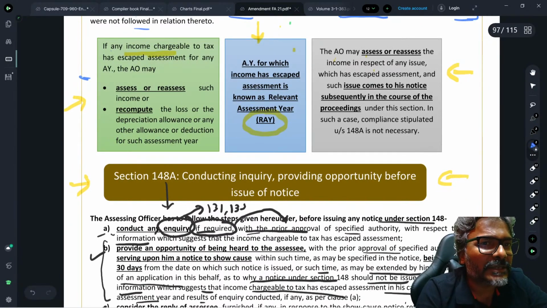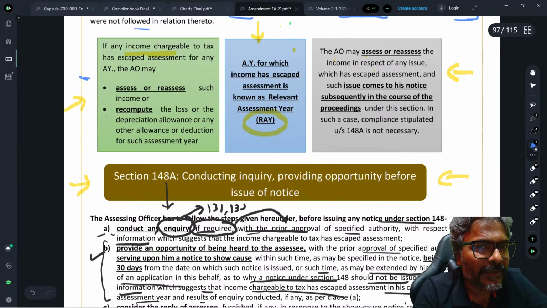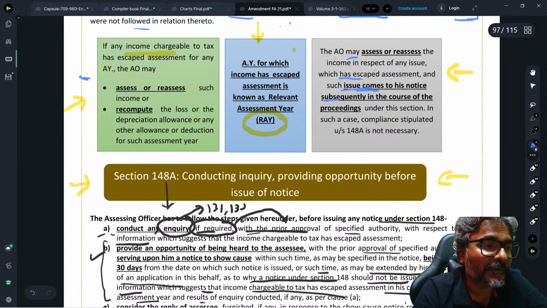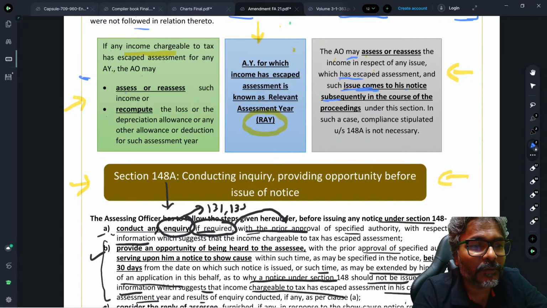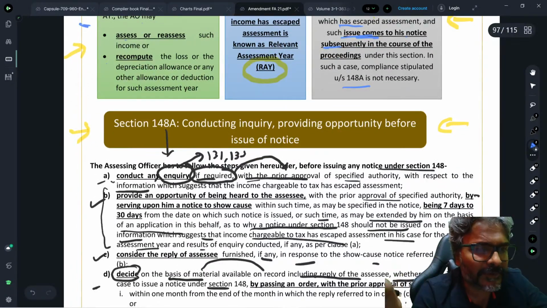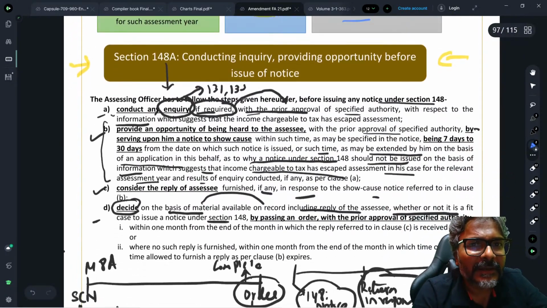Thereafter, students, just have a look at the 3 boxes and then the 148A procedural part, and then we'll move on. If any income chargeable to tax has escaped the assessment, the AO may assess or reassess or recompute, and thereafter he may also assess or reassess the income in respect of such issue which has escaped and which comes to his notice subsequently in the course of the proceedings. In such case, the compliance stipulated in 148A is not necessary for this particular new income. Is that clear?